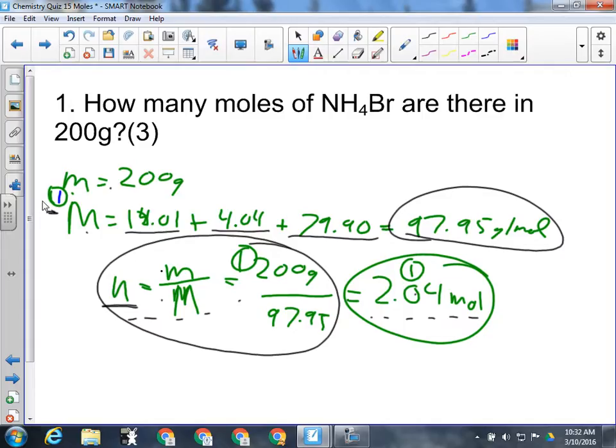And guys, they've got to have units. If the final answer does not have moles, it's wrong. It's got to have the right units. Any questions on number 1?